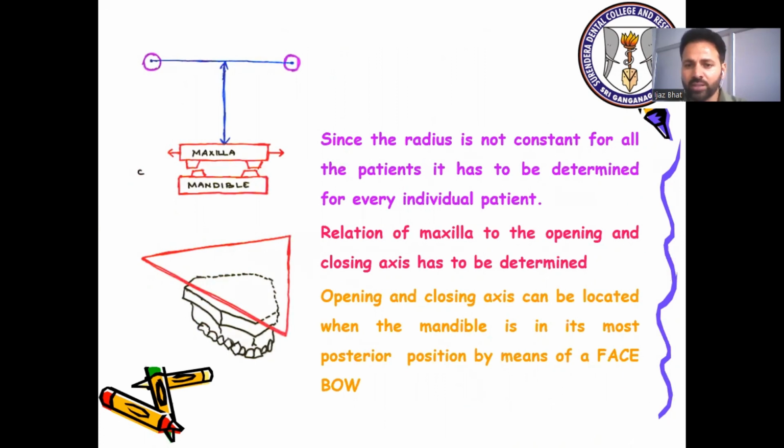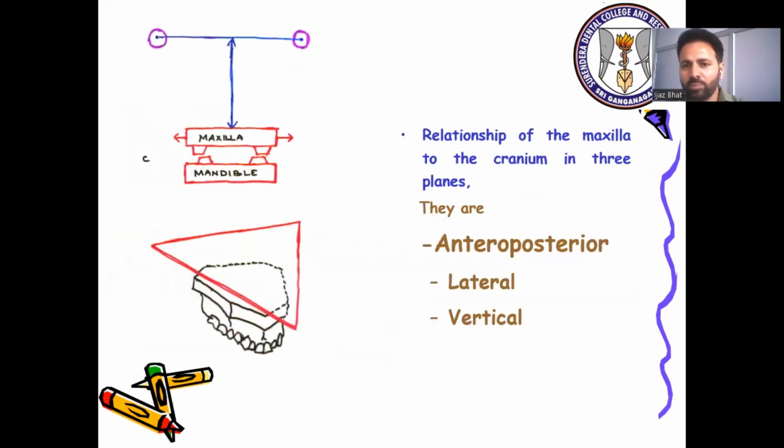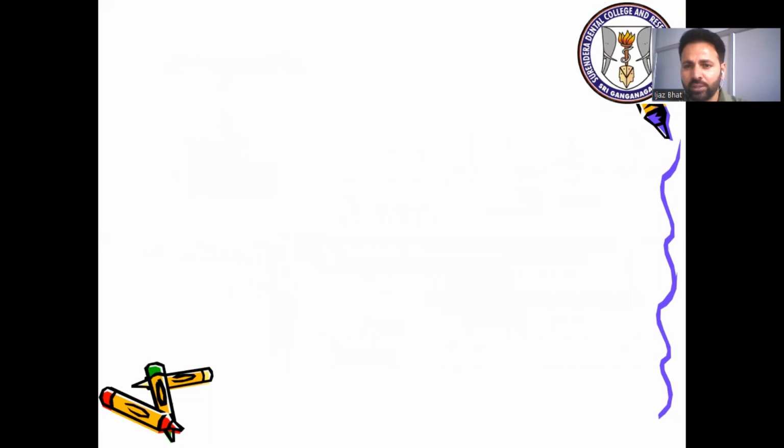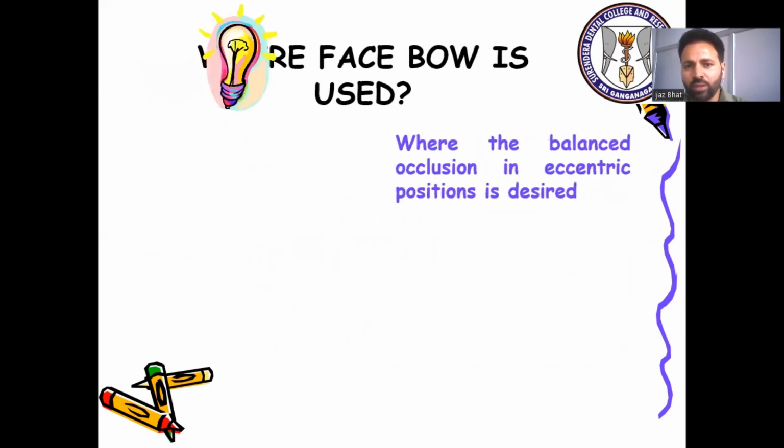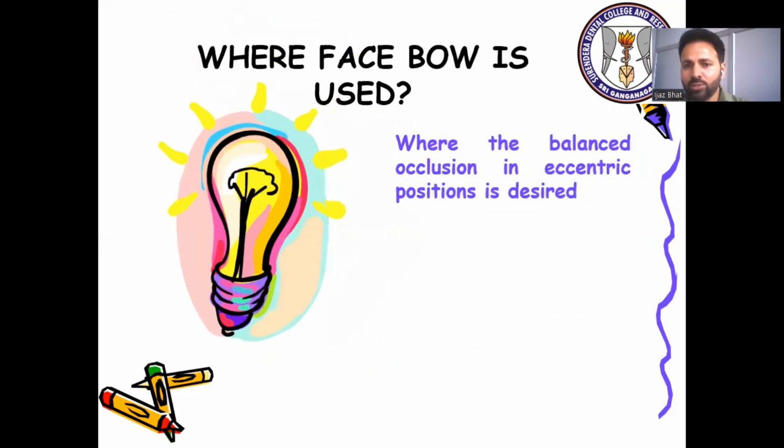The opening and closing axis can be located when the mandible is in its most posterior position by means of a face bow. It records the relationship of the maxilla to the cranium in three planes: anterior-superior, lateral, and vertical. The face bow is used where balanced occlusion in eccentric position is desired.